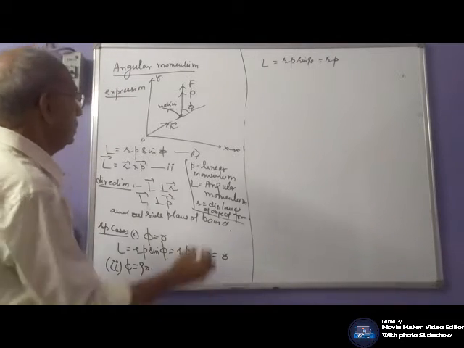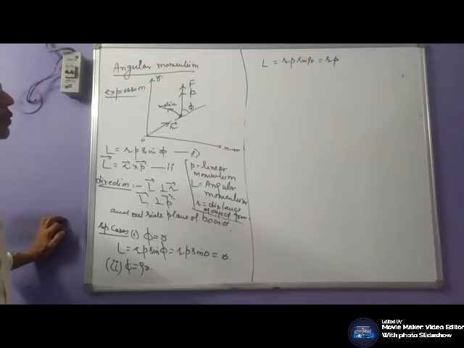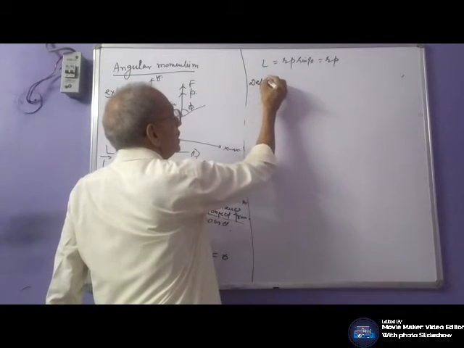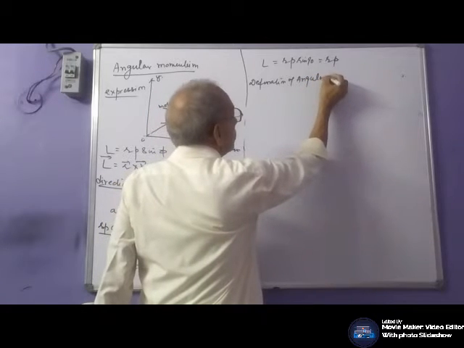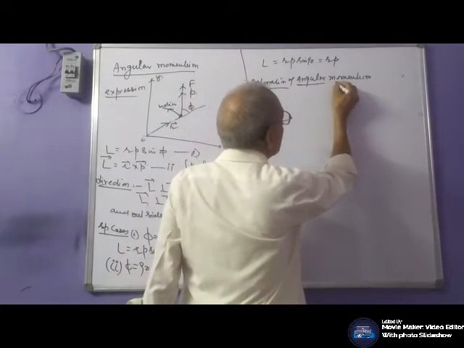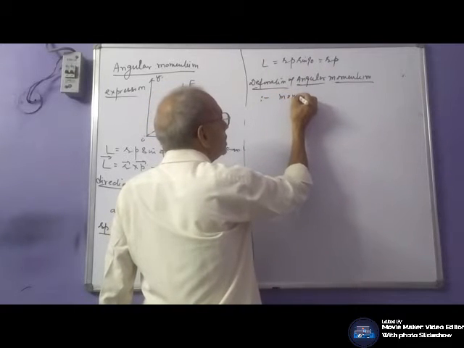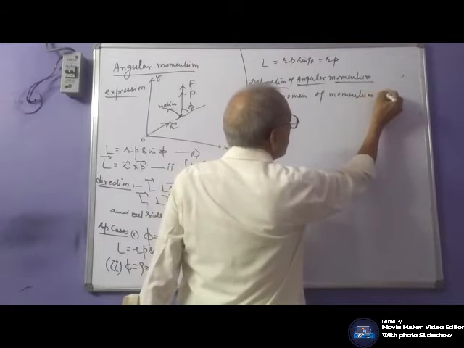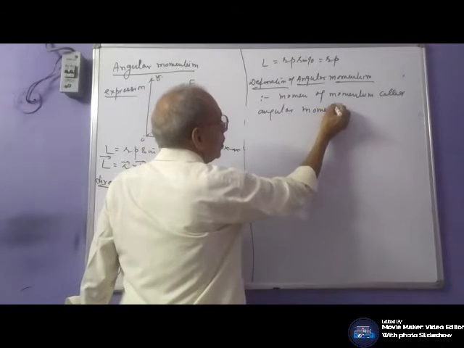Now what does R become? If phi is 90, this is the perpendicular distance. Of what? Of the force, of the linear momentum, from the point of rotation. So what comes out of this? The definition of angular momentum. If it is the perpendicular distance, we say it is the moment of what? Momentum. Called angular momentum.